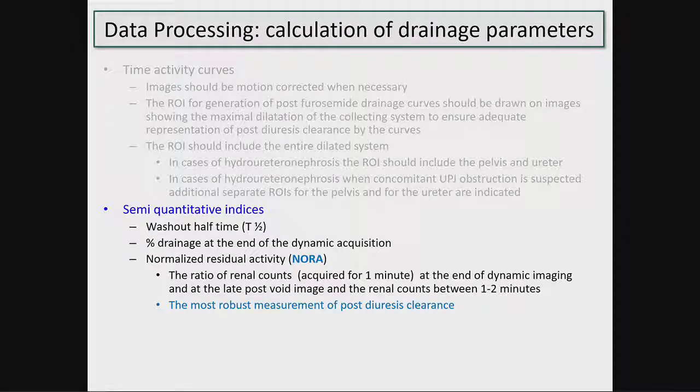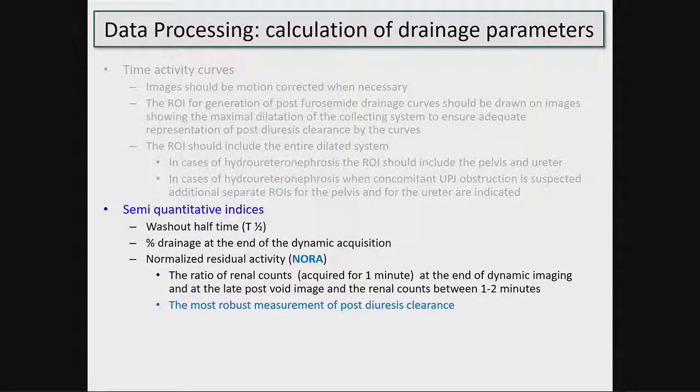And the new thing that the guideline mentions, it's new possibly in North America, but has been used for many years now in Europe, is the normalized residual activity, NORA, which is actually the ratio of the renal counts acquired for 1 minute at the end of the dynamic imaging and at the late post-void image, and the renal counts between 1 to 2 minutes. So it is actually normalizing the remaining activity with the activity present in the kidney during the parenchymal phase.